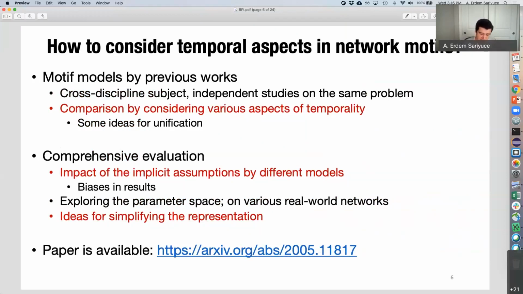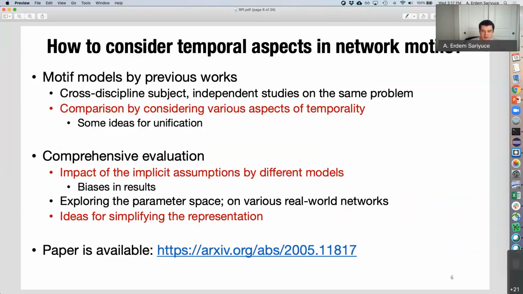One of the interesting things was those works coming not only from computer science, but also from network science, physicists and some bio people. So this is a cross-discipline subject, which also speaks to the large application space of temporal networks and temporal motifs. We basically wanted to unify those independent studies that are unaware of each other. As you have probably seen a lot of times, the very same thing has different names in different disciplines. So we try to unify those approaches here. We will compare the different previous works with respect to the various aspects of temporality that I mentioned, like event durations or time differences. And I will present some ideas for unifying things a little bit.